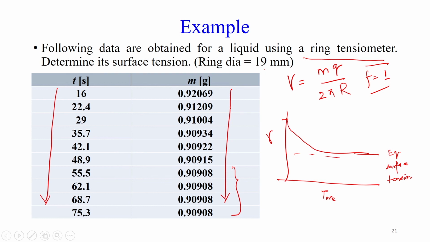So, we can easily calculate here the value of surface tension. It will be mass into g divided by 2 pi into the R of the ring, that is given, that is 19 millimeter.